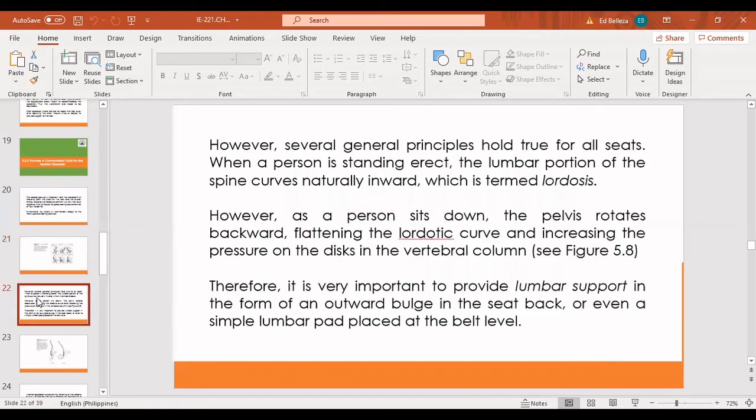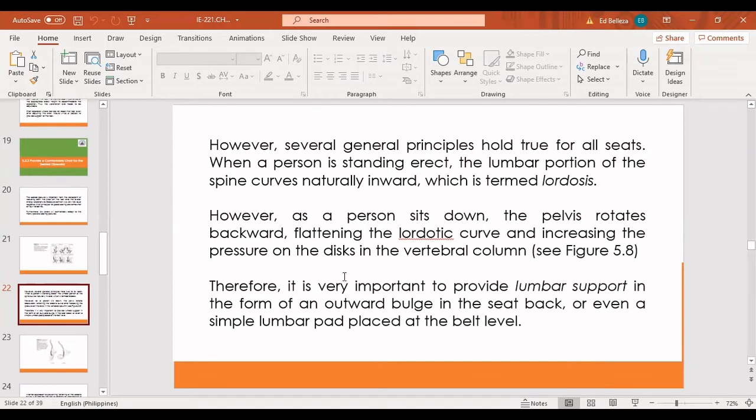And now let's have the next one. However, several general principles hold true for all seats. When a person is standing erect, the lumbar portion of the spine curves naturally inward, which is termed lordosis. However, as a person sits down, the pelvis rotates backward, flattening the lordotic curve and increasing the pressure on the vertebral column. Therefore, it is very important to provide lumbar support in the form of an outward bulge in the seat back, or even a simple lumbar pad placed at the belt level.